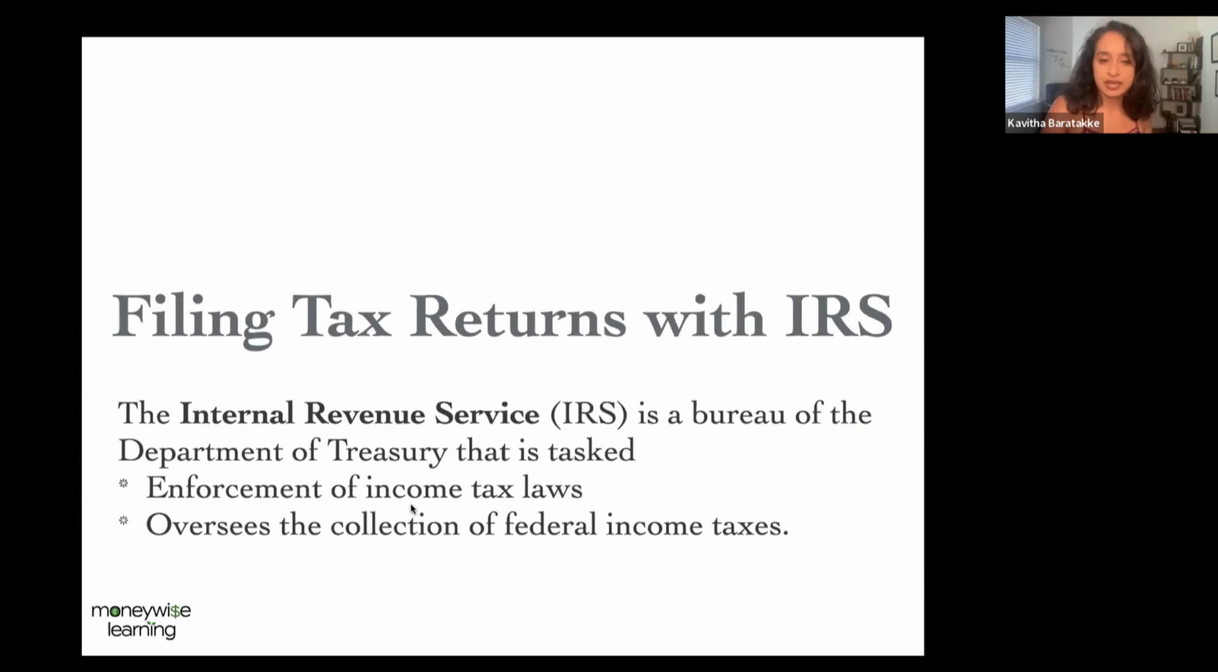So finally, filing tax returns with the IRS happens once a year usually. And the IRS is a bureau of the Department of Treasury that is tasked with two things. One is enforcement of income tax laws and collection of federal income taxes.